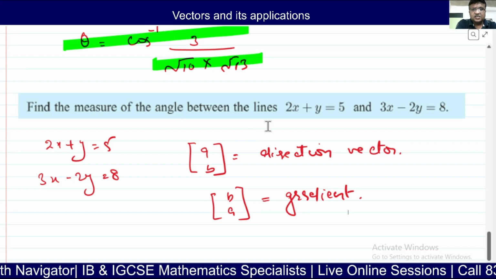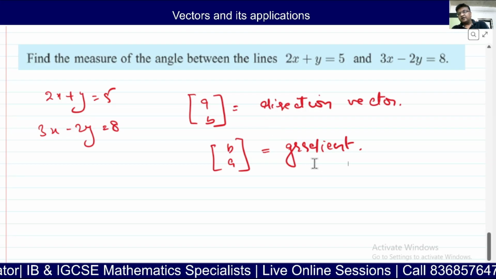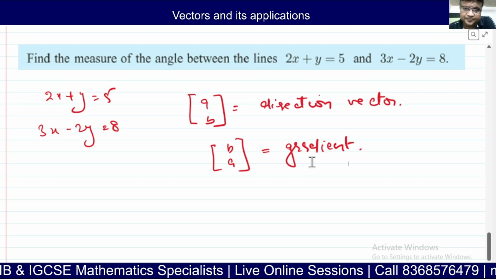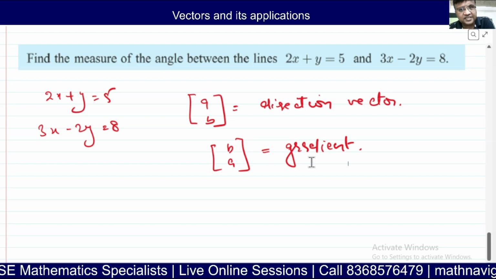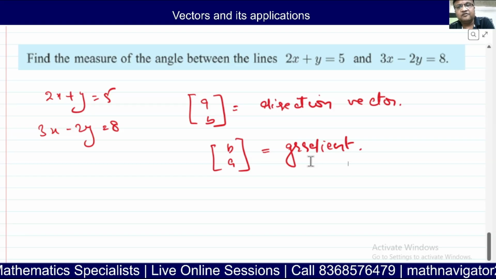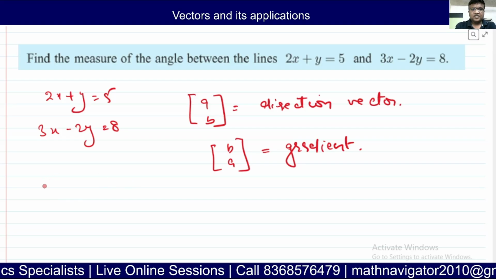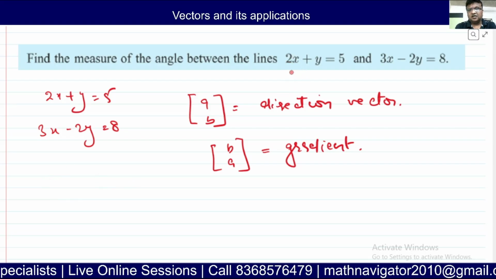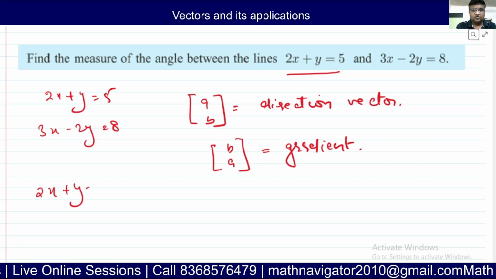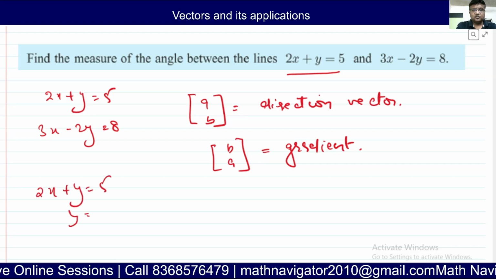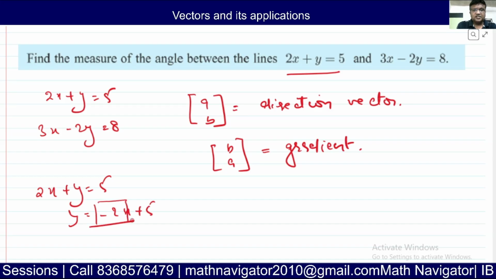So if you see the equation, basically what I'll do is I will find the direction vector of the line from the gradient of the line. So basically what does this mean? Let me bring it first into a certain form. 2x plus y is equal to 5. So I can write y is equal to negative 2x plus 5. So negative 2 is the gradient of this.